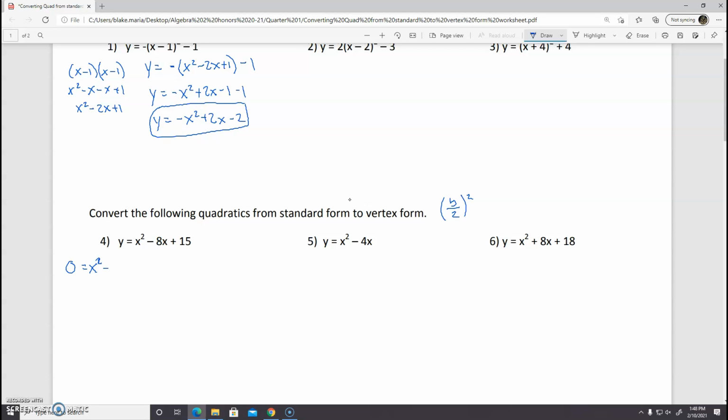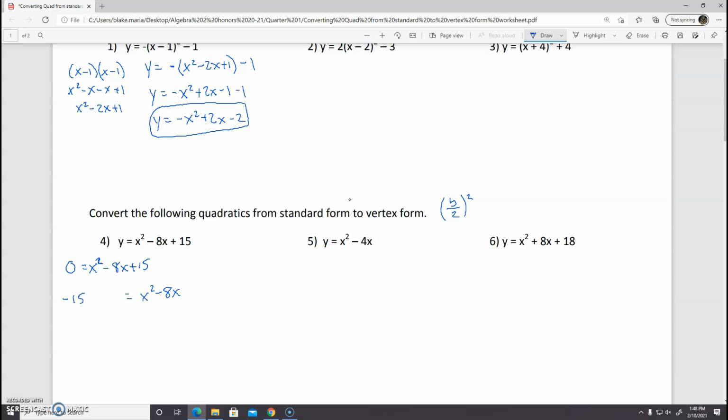Like when we were completing the square before, y equals x squared minus 8x plus 15. So the 15 is the ugly thing, right? We're going to subtract it from both sides. So we're going to have a -15 over here. I'm going to leave some space. And then over here we have x squared minus 8x.